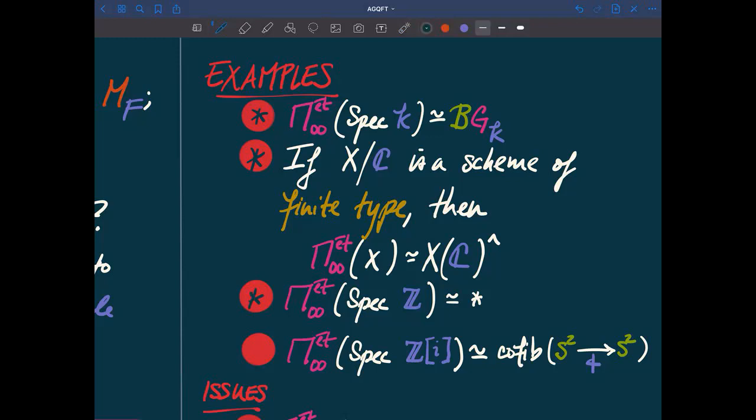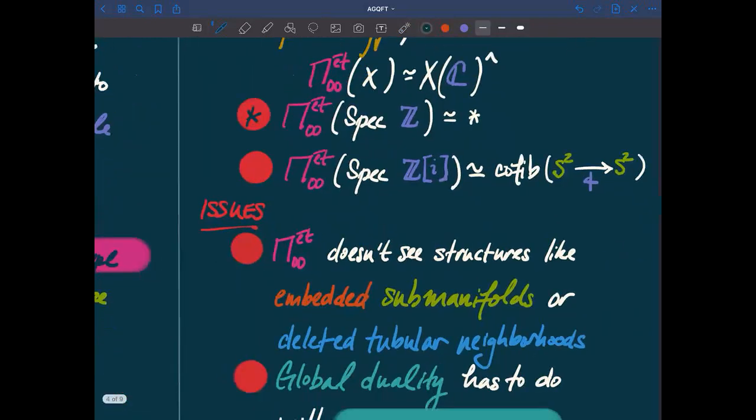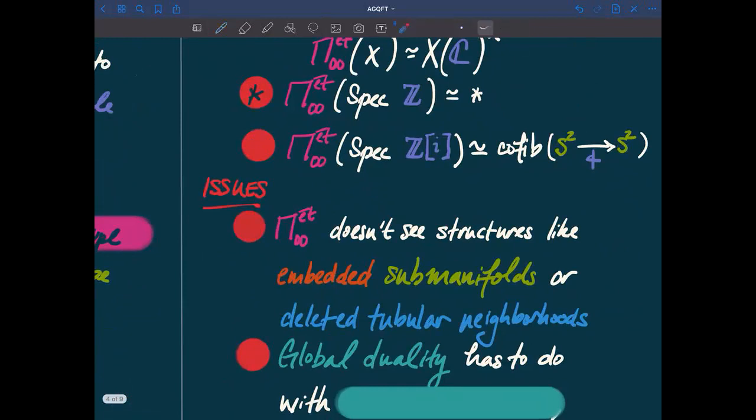If I take the Gaussian integers, it's rather more interesting. It's a cofiber of a degree 4 map from S2 to S2. So this is sort of 3-manifoldy. It kind of has cohomological dimension 3, but it isn't really the sort of thing that you'd like to call an oriented 3-manifold. But nevertheless, that's the computation.